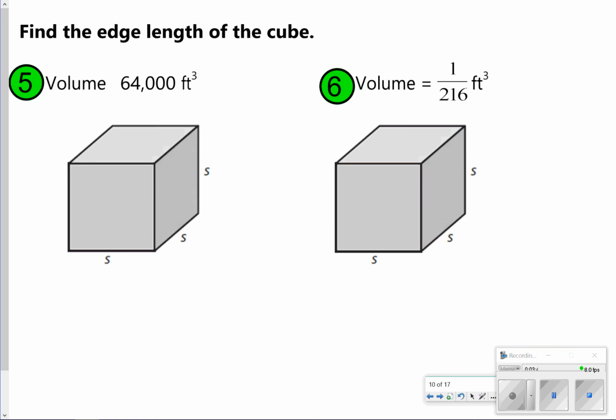The next thing we're going to find is just some more challenging ones. Again, we're going to go ahead and pause the video here so you can try 5 and 6, and once you're done, click play to check your work.